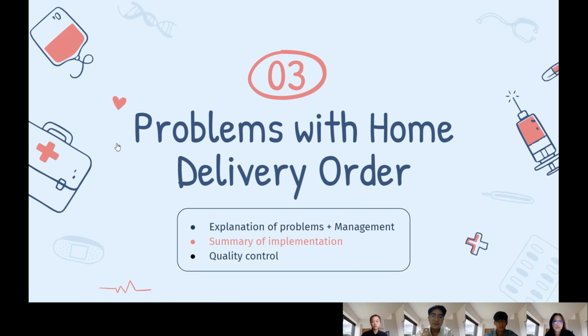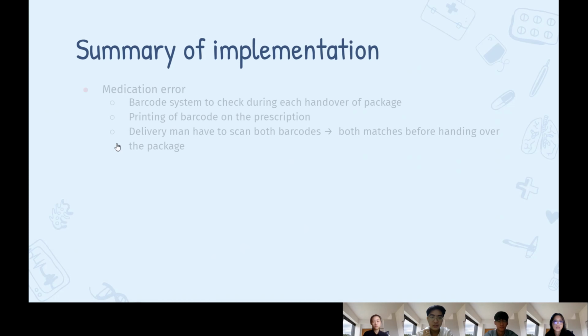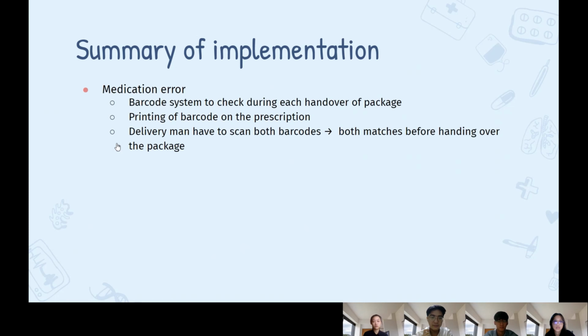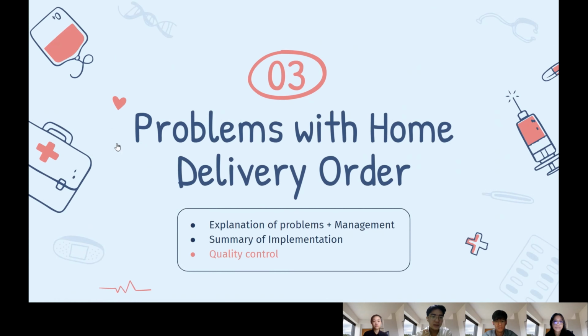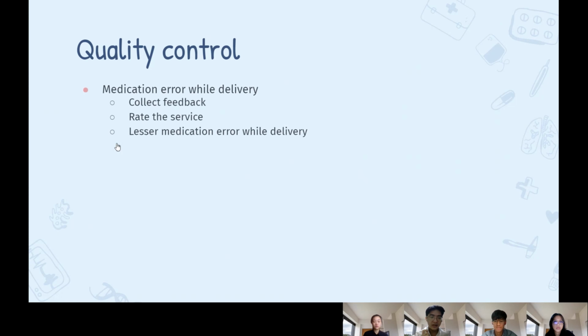Now let's look at the implementation of the solution. In conclusion, we implemented 3 of the following improvements, including the barcode system, additional features to notify the patient, as well as same-day delivery. Now let us look at quality control. For QC, we are focusing on how we can ensure the improvements made are useful.